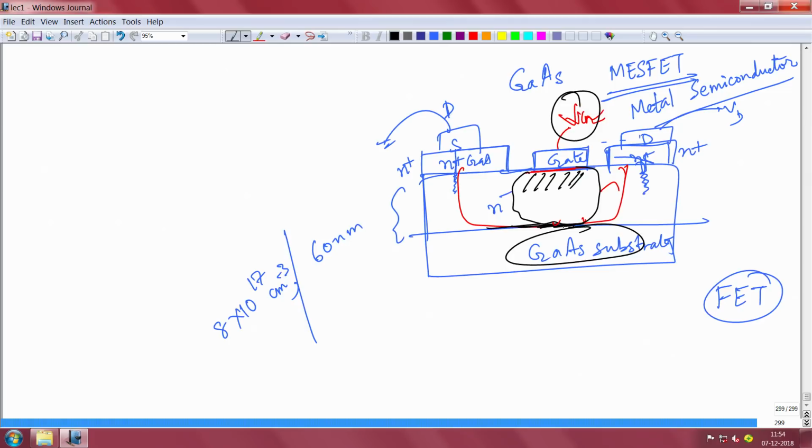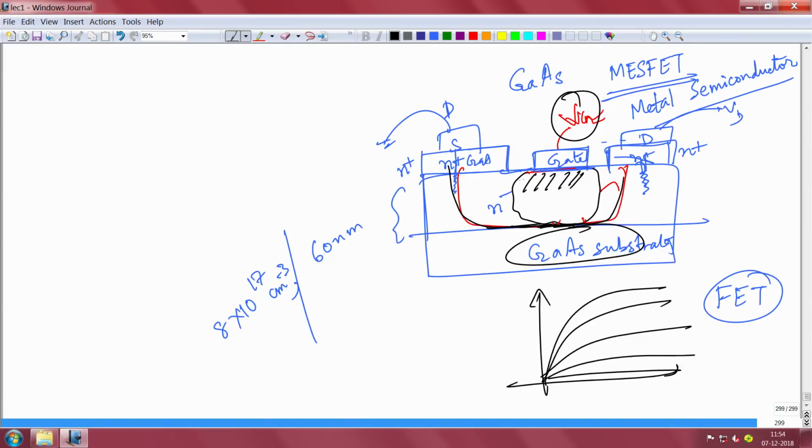So this is how you basically get the ID-VD characteristics. At a negative voltage, you will eventually not be able to conduct, because the channel thickness is gone. Again, if you want to conduct, you apply a lesser negative voltage, so that the depletion is reduced, and your current can flow again this way. That is called a MESFET.